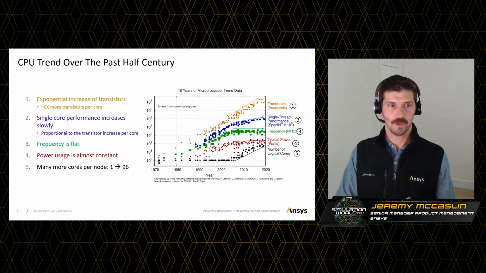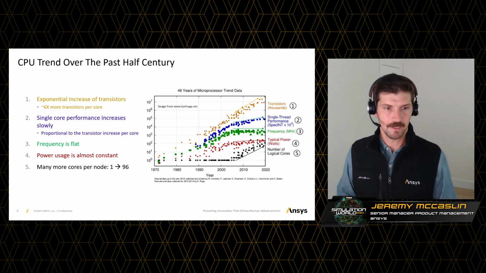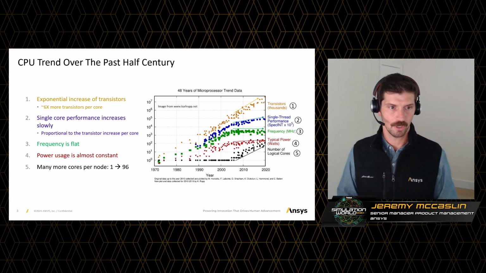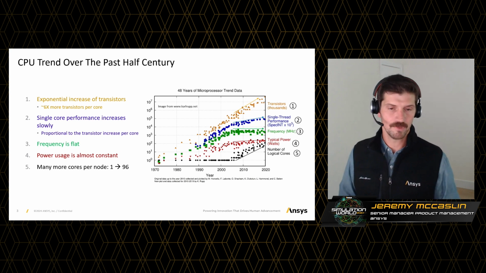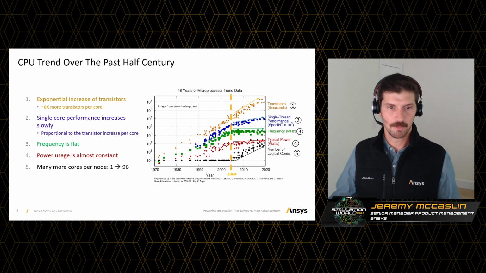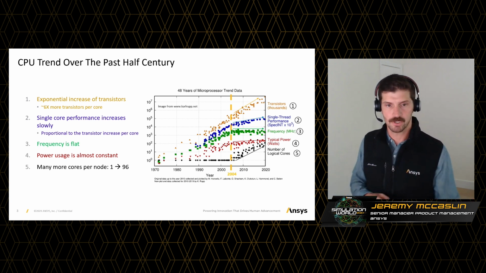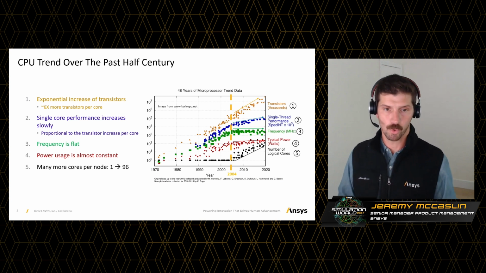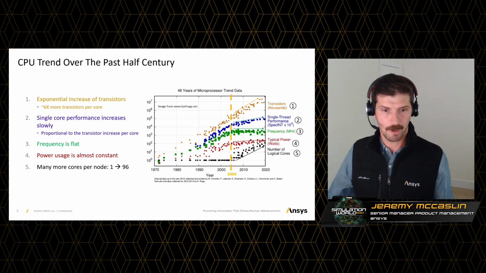So let's take a step back, look at the past half century of CPU computing trend, right? In this fairly well-known chart, you're looking at number of transistors on a chip, single core performance, clock speed, power consumption of the CPU. Around 2004, you can see a little bit of a step change in some of these trends. The one I really want to draw your attention to is the one in black. That's the number of logical cores, and that starts to increase in the early to mid 2000s, right? And that's when the era of parallel computing begins.